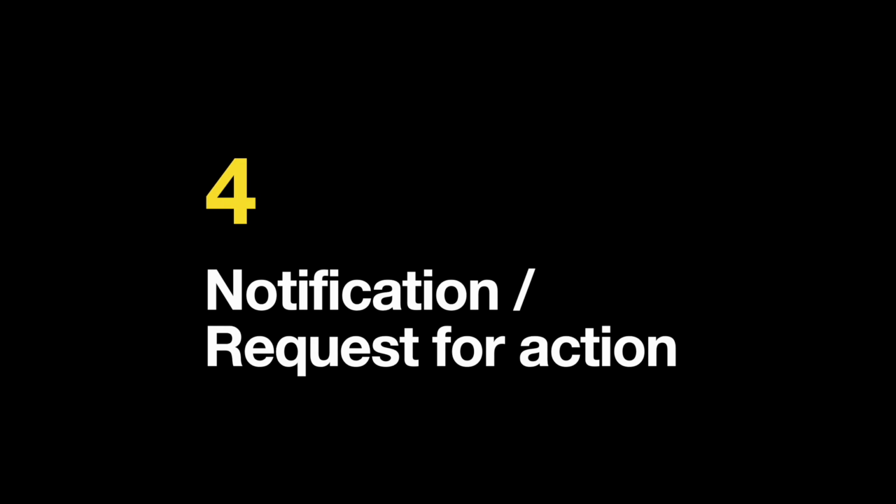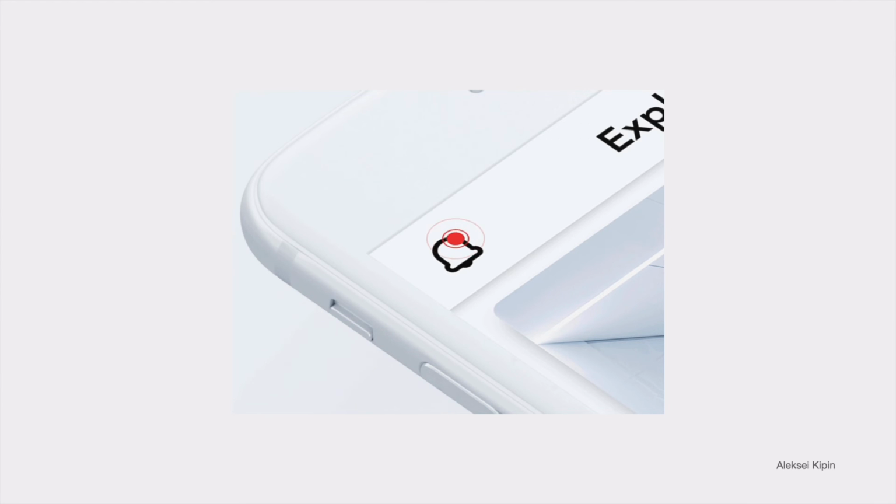Number 4. Notifications and system requests for action. When you design a system, you should always consider what information about the system the user needs to know and present it to them in a timely manner. The purpose of effective notification is to direct user attention to the fact of a new event. It's recommended to use a subtle animation for notifications because animated effects naturally capture user attention.